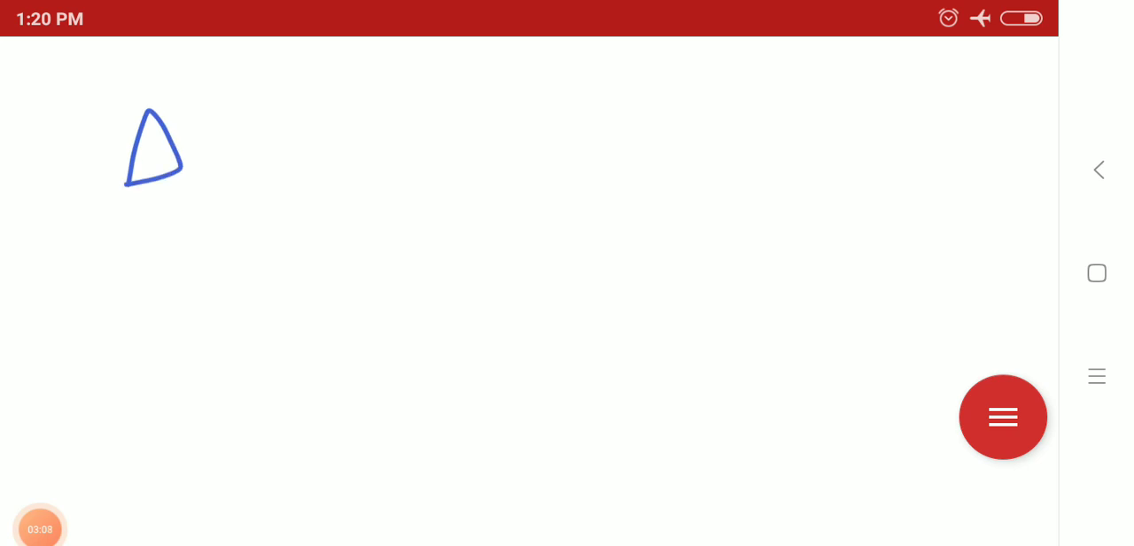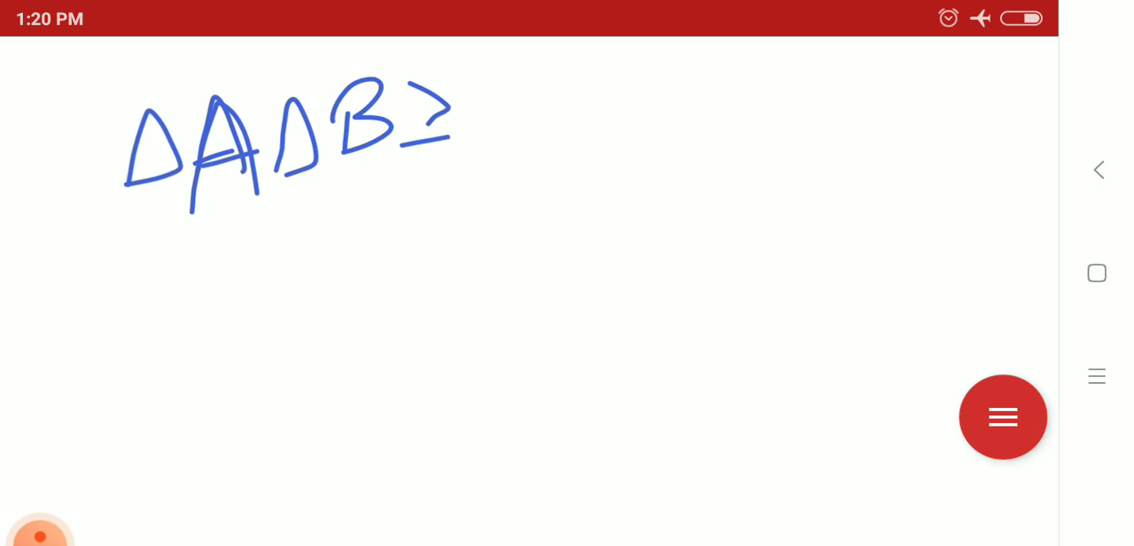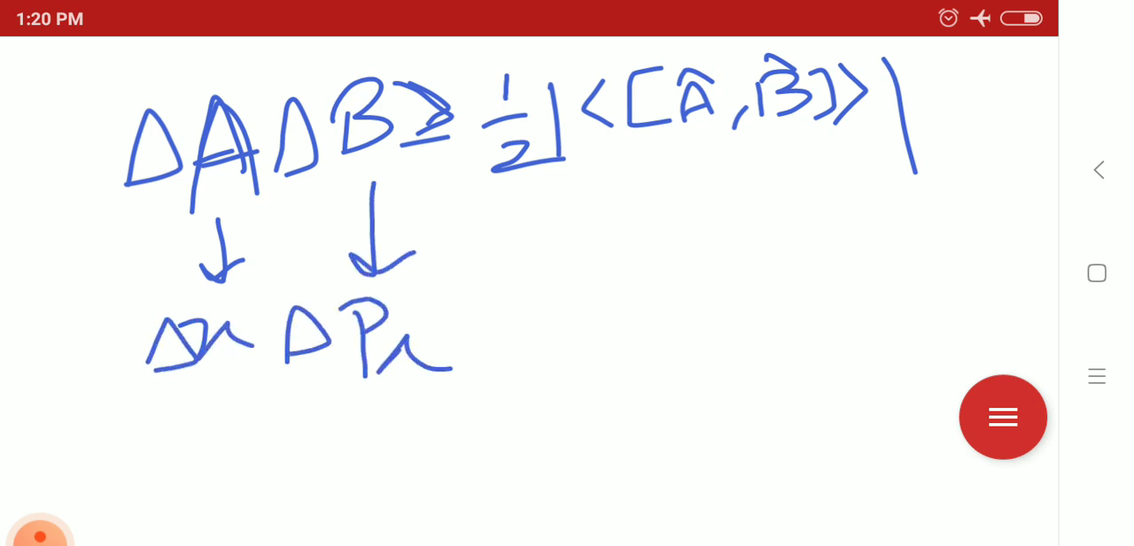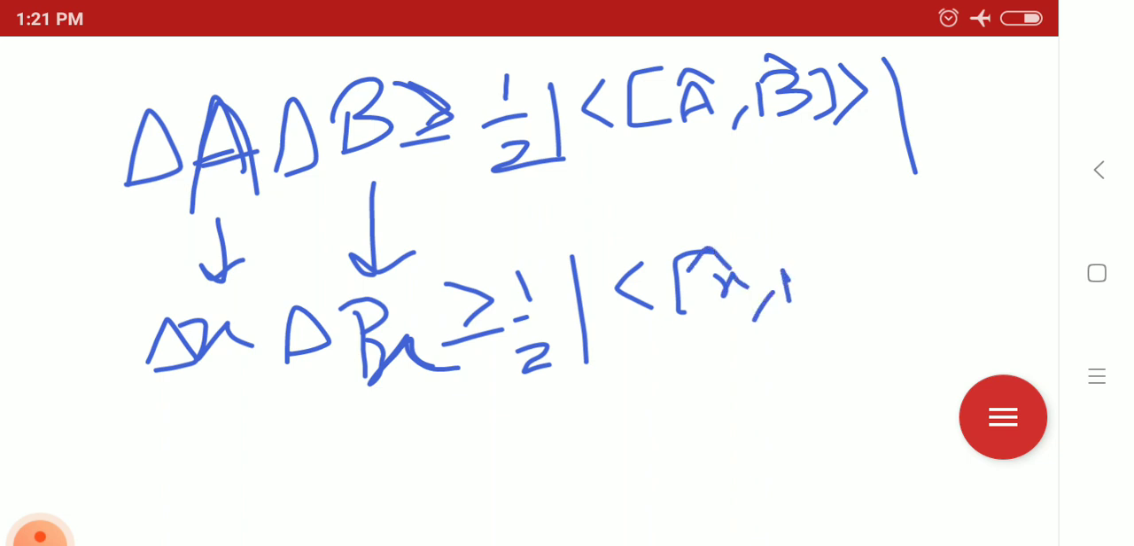Firstly write delta A into delta B greater than or equal to half mod of the expectation of the commutation relation between A and B. Now A operator has been replaced by X, so delta X, and B operator has been replaced by Px, so delta Px is greater than or equal to half mod expectation of X comma Px.